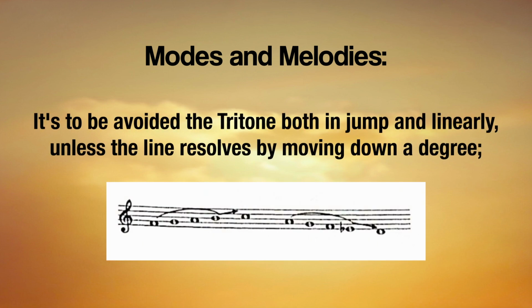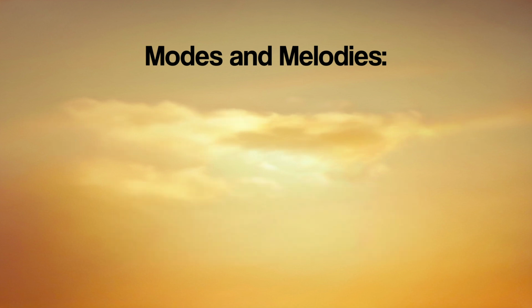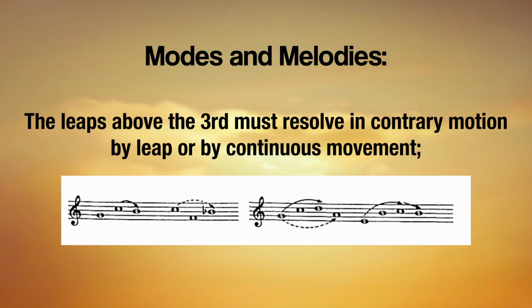The tritone is to be avoided both in jump and linearly, unless the line resolves by moving down a degree. Leaps above the third must resolve in contrary motion by leap or by continuous movement.